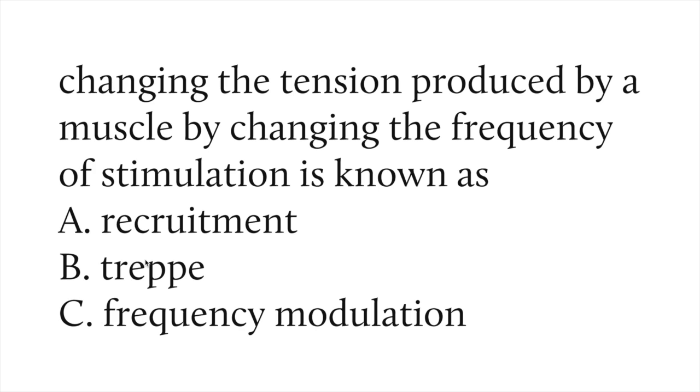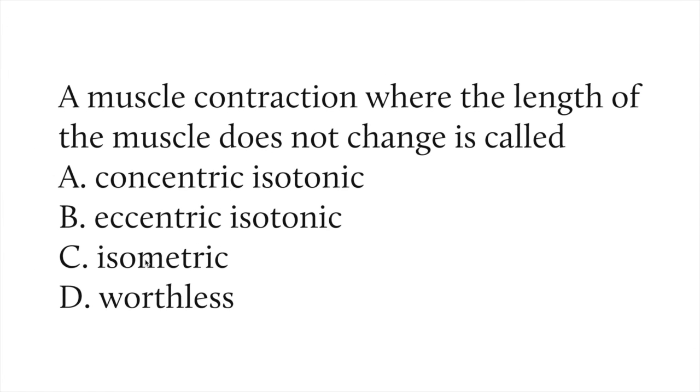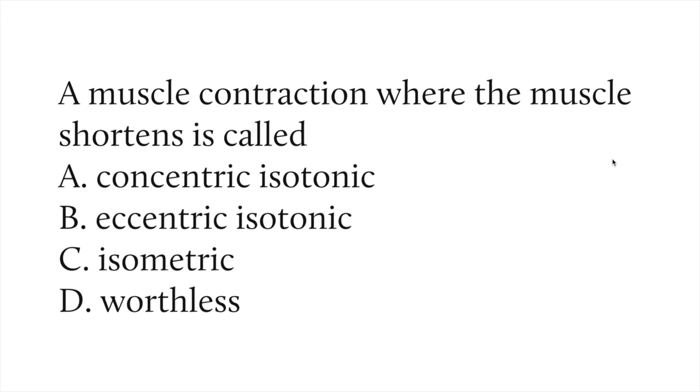Alright, a little review. Changing the tension produced by a muscle by changing the frequency of stimulation is known as frequency modulation. So if you tell a muscle to contract more frequently, it's going to generate more force. A muscle contraction where the length of the muscle does not change, that is called isometric. And a muscle contraction where the muscle shortens is called, and the correct answer is concentric isotonic.